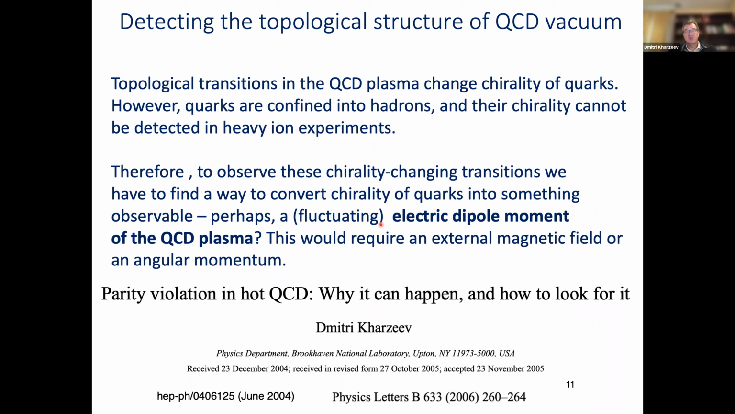Ultimately, the idea was that this net chirality of quarks in the presence of an external magnetic field or an angular momentum could be converted into electric dipole moment of the QCD plasma. And of course, the sign of this electric dipole moment would fluctuate because the sign of the net chirality of quarks will also fluctuate event by event. So sometimes you have an excess of right chirality, and sometimes you'll have an excess of left chirality.